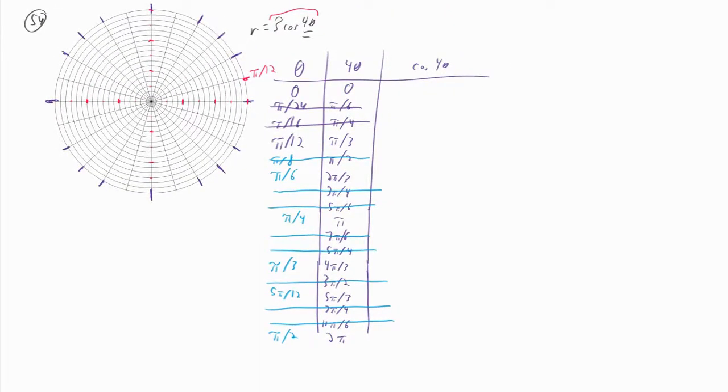Okay, now I'm going to take the cosine of these different values. Actually 3 times that. So 3 times this is going to be 3.